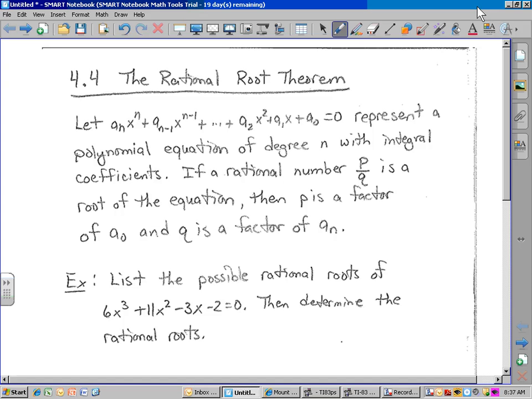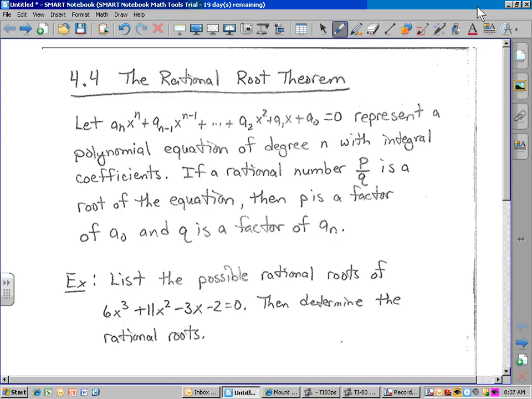Okay, 4.4, the rational root theorem. Let a sub n times x to the n plus a sub n minus 1 times x to the n minus 1 plus, and that pattern continues all the way down to a sub 2 x squared plus a sub 1 times x plus a sub 0 equals 0. Represent a polynomial equation of degree n with integral coefficients. If a rational number, p over q, is a root of the equation, then p is a factor of a sub 0 and q is a factor of a sub n.